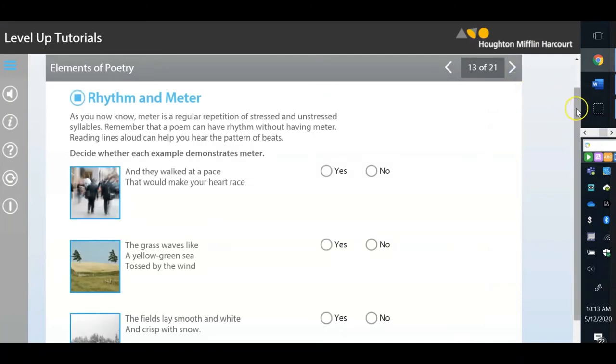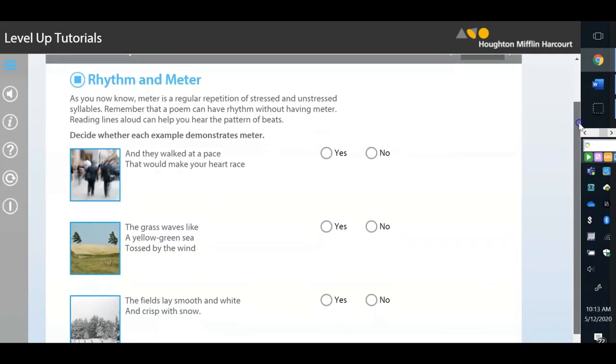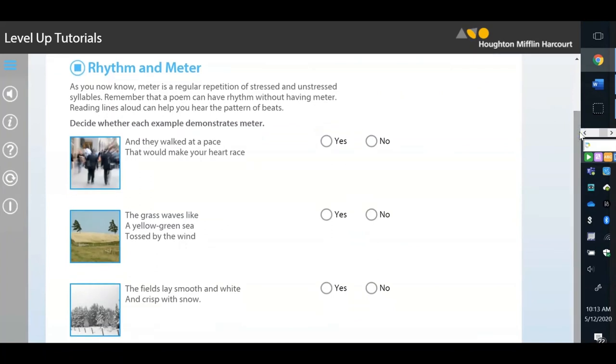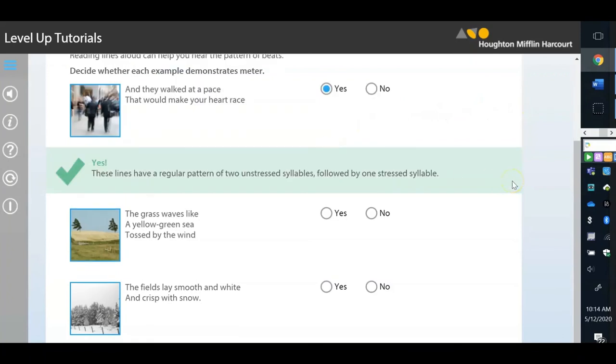As you now know, meter is a regular repetition of stressed and unstressed syllables. Remember that a poem can have rhythm without having meter. Reading lines aloud can help you hear the pattern of beats. Decide whether each example demonstrates meter. And they walked at a pace that would make your heart race. Does that have meter? Yes or no? If you selected yes, you're correct. These lines have a regular pattern of two unstressed syllables followed by one stressed syllable.